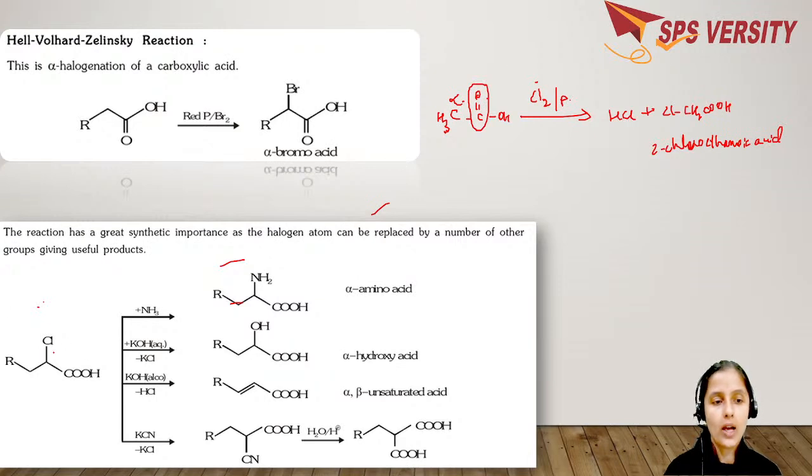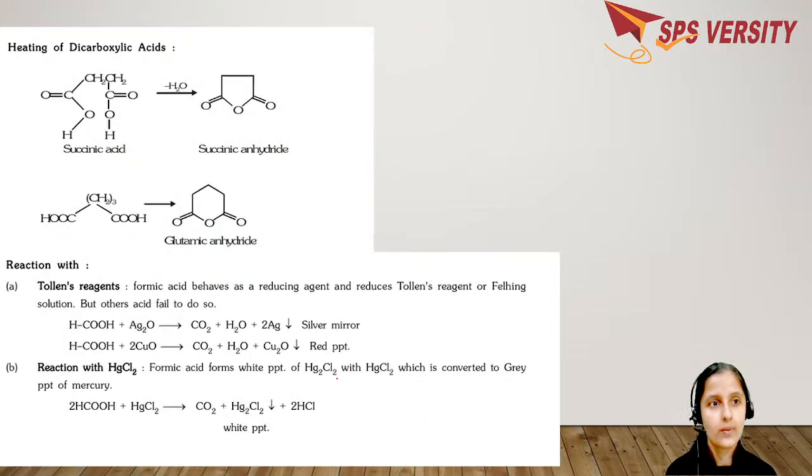Say you take the alpha halo acid, which is going to react with the amine to give the alpha amino acid, then it is treated with the base to get the hydroxy acid, then it is treated with alcoholic KOH, and you get an alpha beta unsaturated acid, which is then treated with cyanide, and you get a cyanide compound, which on hydrolysis is going to give you the dioic acid, because of which it finds a lot of application. That's why this particular reaction is very important when you take into consideration factory manufacturing processes. So this is what happens when you treat a carboxylic acid.